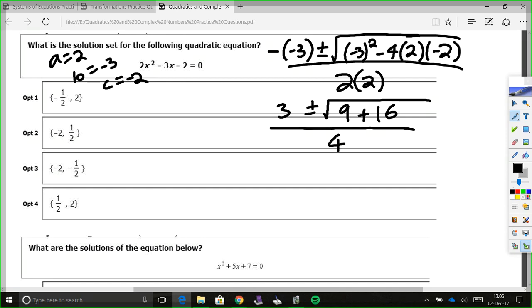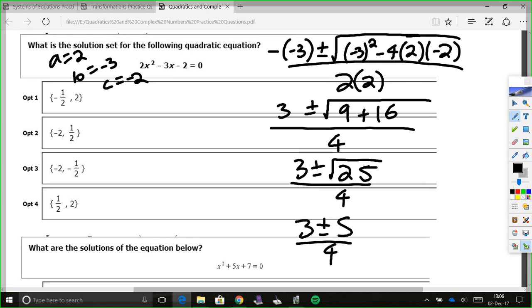And then over 4. So 9 plus 16 is going to be 25. So this will be 3 plus minus the square root of 25 over 4. And of course, square root of 25 is 5. So you've got 3 plus or minus 5 over 4. So this is where you have your two equations again. You've got 3 plus 5 over 4 and 3 minus 5 over 4. So those two are the same as this one. It's just the plus and minus are written separately rather than at the same time.